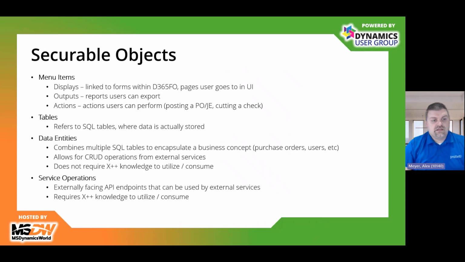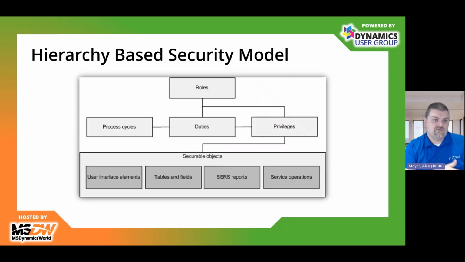So now that we know the security layers and securable objects, we can start looking at what the hierarchy-based security model actually looks like. So again, we have these ideas of your role-based security model where you have roles at the very top. Those are going to be assigned to users. You have your duties underneath, your privileges underneath those, and your privileges are where your object assignment is occurring. And so that's how the hierarchy would be in a perfect world, from a Microsoft perspective, that they would want you to use it.